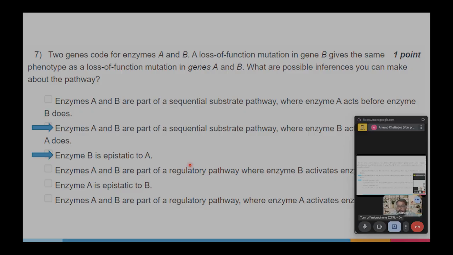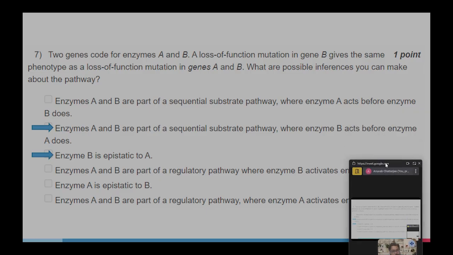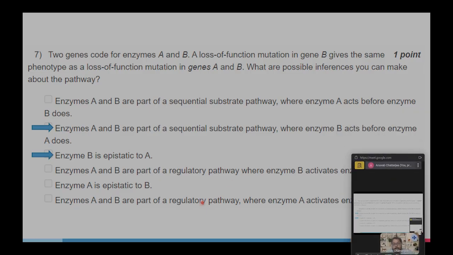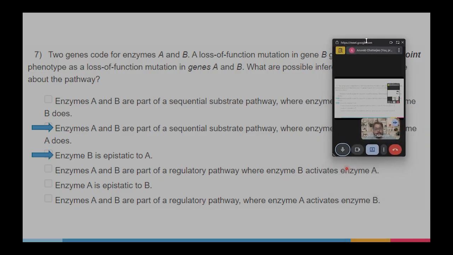So first thing first, we know that gene B is epistatic to A because single mutation of B is the same as double mutations of A and B. So B is epistatic to A. Now, if it is a sequential substrate pathway, B lies upstream of A, and if it is a regulatory pathway, then A actually lies upstream of B. The regulatory pathway, it is the opposite way around. So this should also be a correct answer.